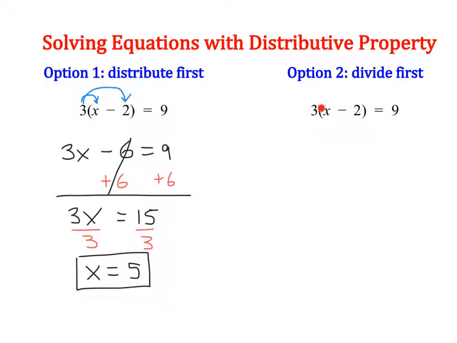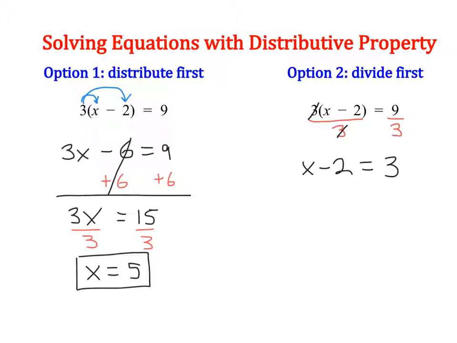So since I have multiplication here, I can try doing the inverse of that, which is to divide both sides by 3. Now here, 3 divided by 3 becomes a 1, and we don't write the 1 when we're multiplying, so what we have left is x minus 2, and 9 divided by 3 is 3.